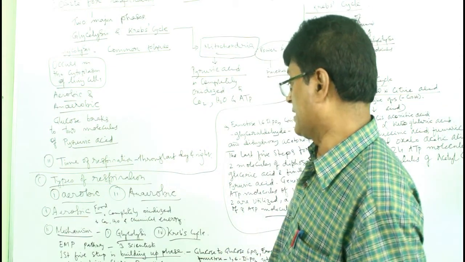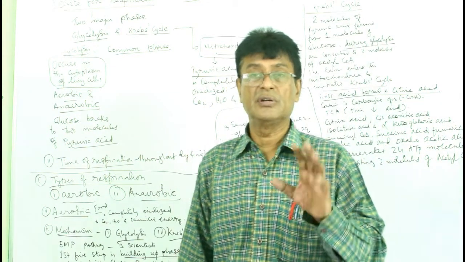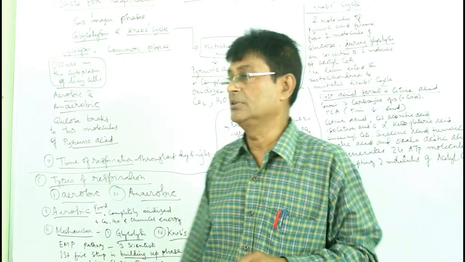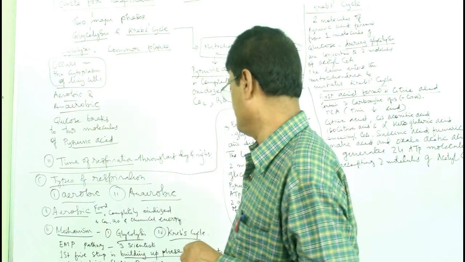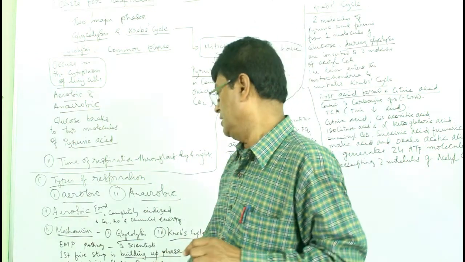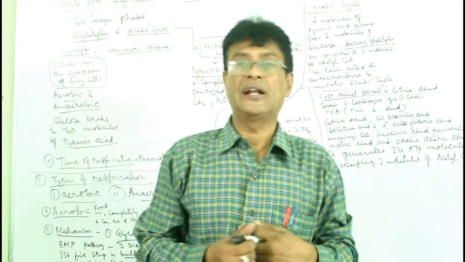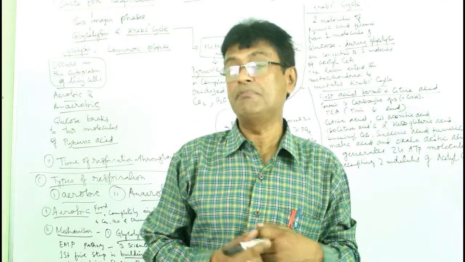Now, what is the mechanism of glycolysis? Glycolysis is a common process. And what is the mechanism of that? Glycolysis actually goes through, as it was observed by, and is named as, the EMP pathway.